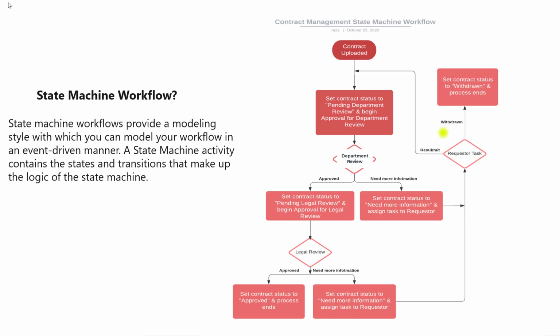So as you can see right here, there are different statuses through which this workflow will go through, and as we move back and forth between these statuses, the workflow is alive until the process is either withdrawn by the requester or the legal reviewer approves it. So this is an example of a state machine workflow.